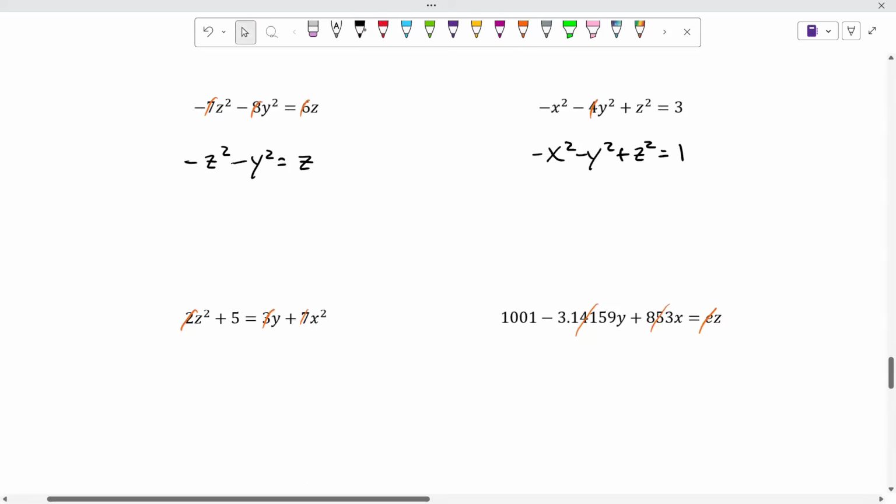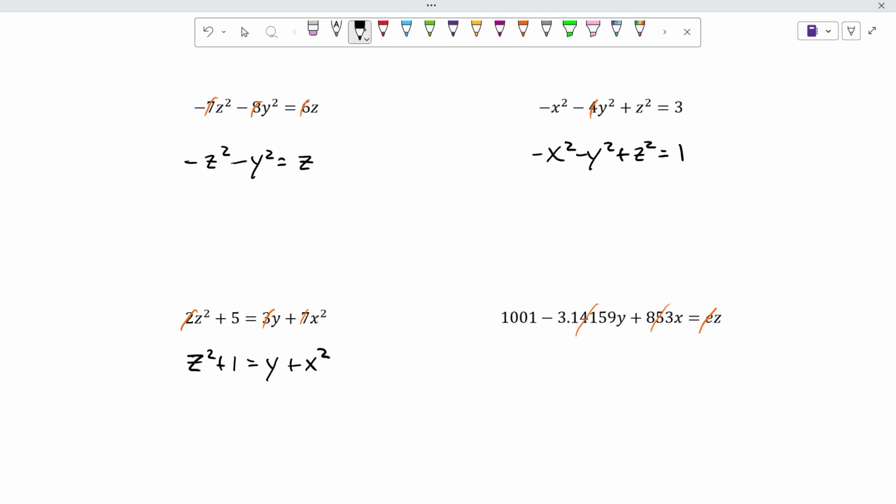So I don't really need to think of it as 3, but the constants usually aren't too bad. Z squared plus 1 equals y plus x squared. And 1 minus y plus x equals z. All right, so that's my first thought on this problem. So just ignore every single number.